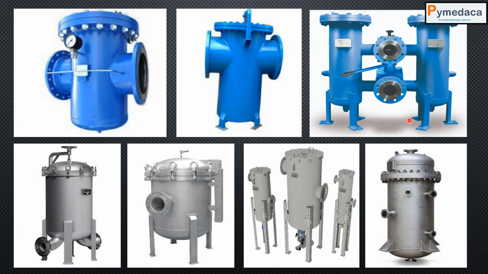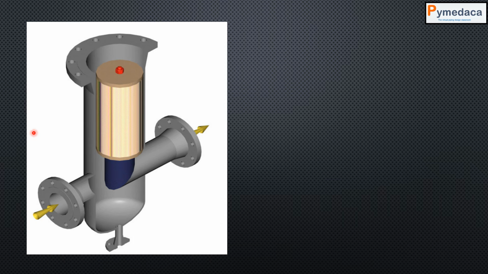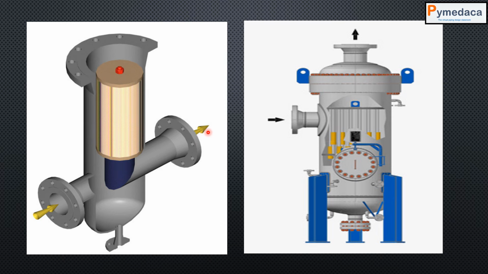These are all chosen by a respective process engineer. The importance of the mechanical or the piping design engineer is to choose the right filter based on the process conditions actually. So this is how the filter works. If you look at the filter, it will have an inlet and outlet. So the inlet goes in, it gets filtered, and the filtered material goes out.